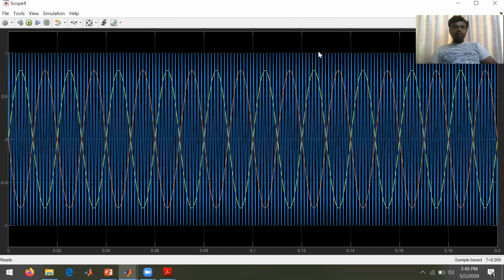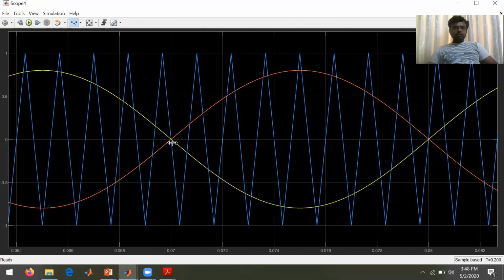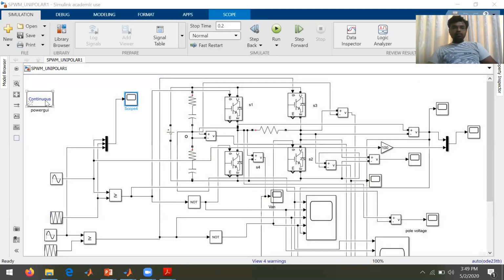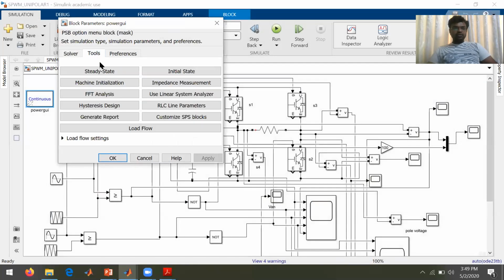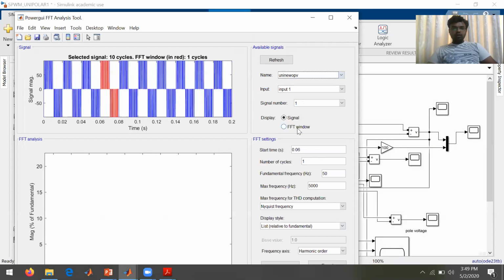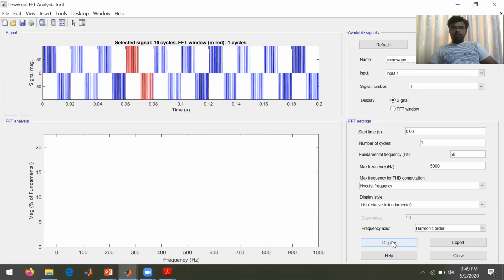So this is the screen I want to share. These are the two waves. So this is 0 degrees. This is 180 degrees. Right, two waves we have to show because two reference waves are required to generate the pulses. Okay. And coming to the harmonic analysis, first we will go for the output of unipolar.